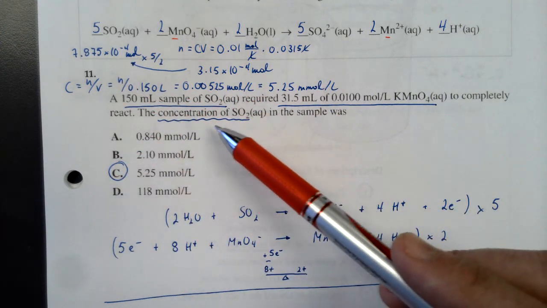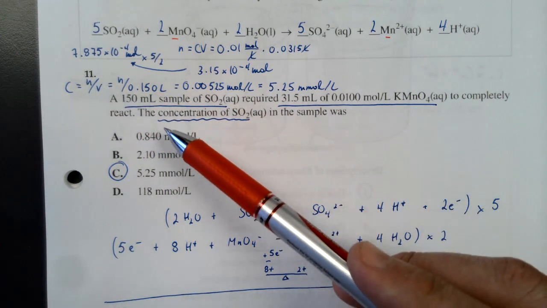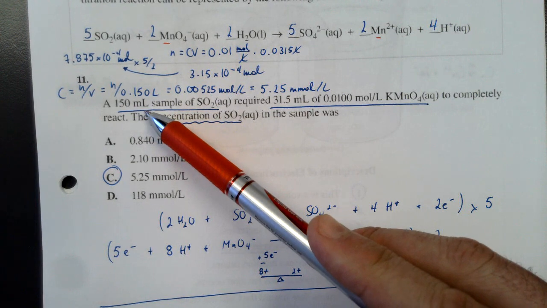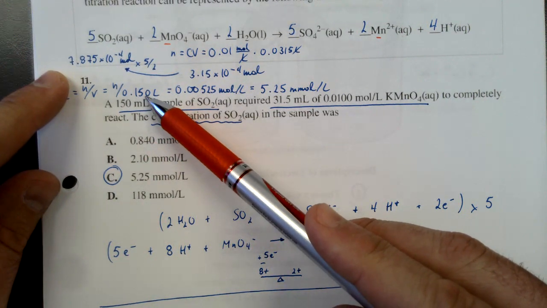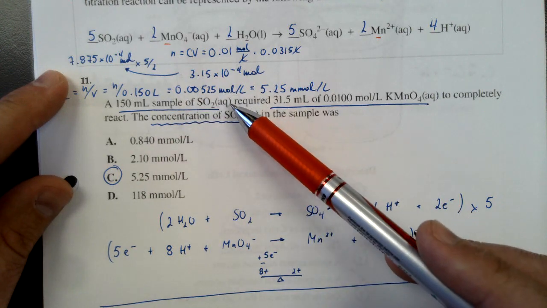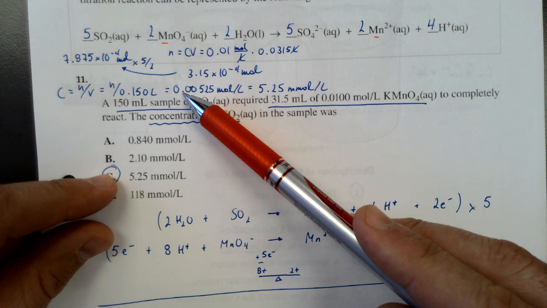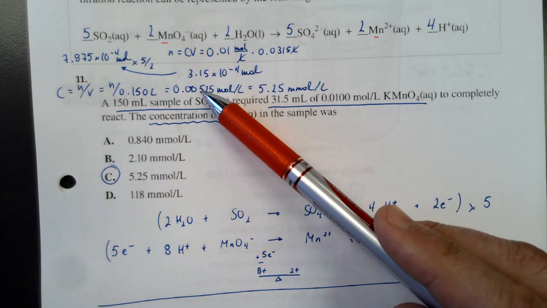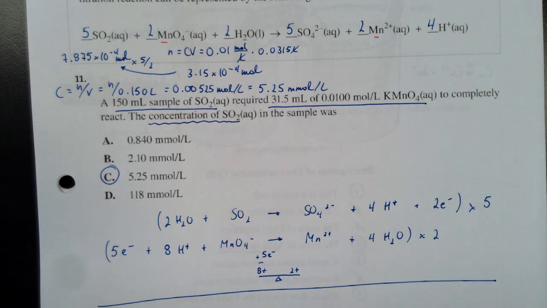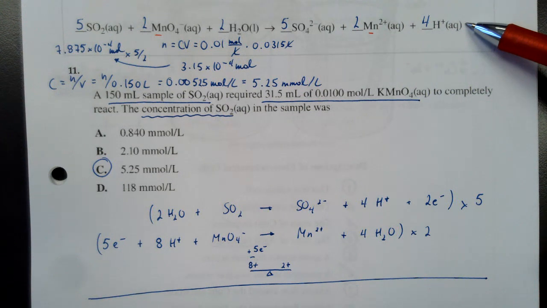Last thing is, it's asking me for the concentration of SO2. I go moles per liter. So they told me the volume of SO2. So I take those moles, divide it by the volume in liters, and I get moles per liter. They want it in millimoles per liter. So I change this by a factor of 1 to 3 places, or 1,000 places, to convert it into millimoles per liter.